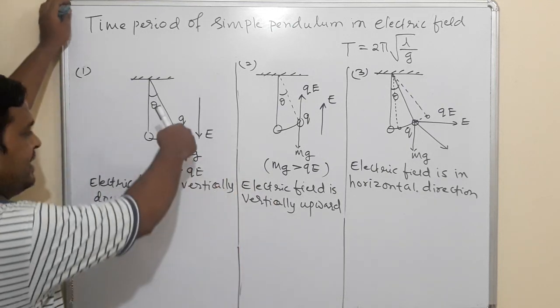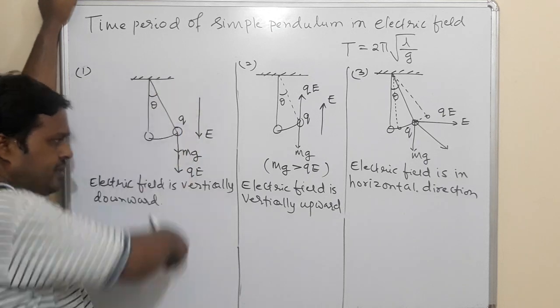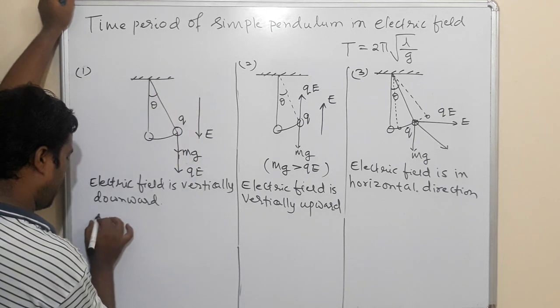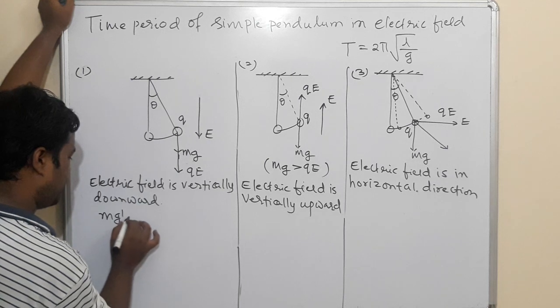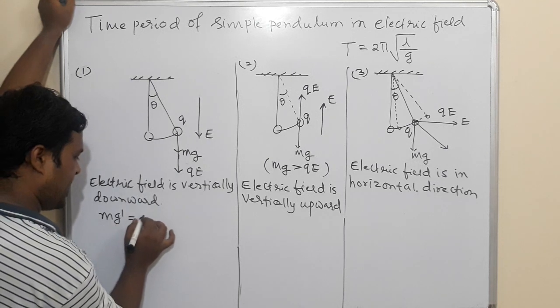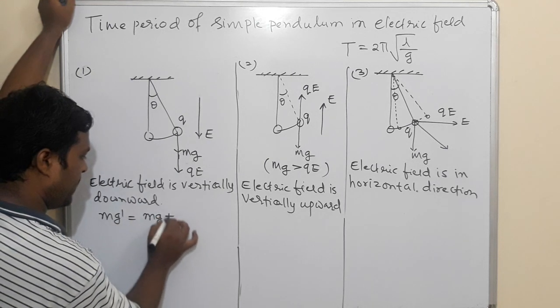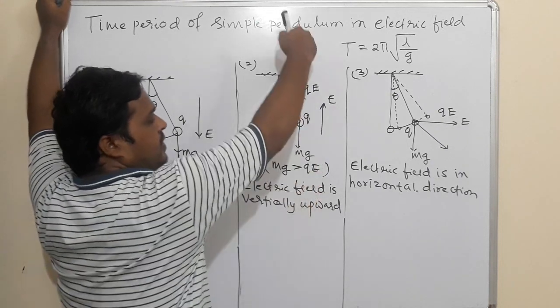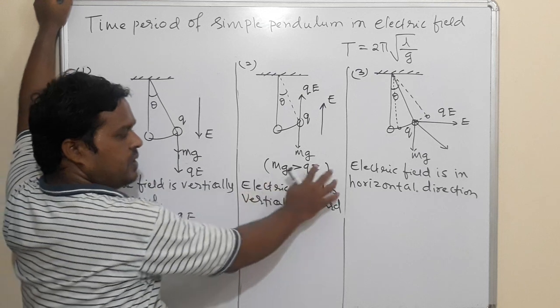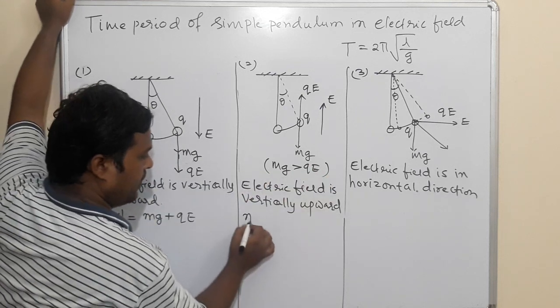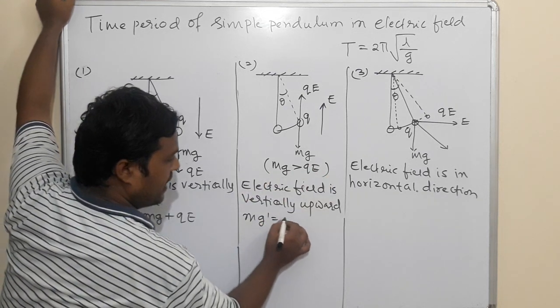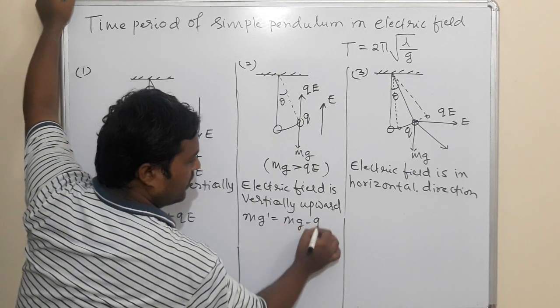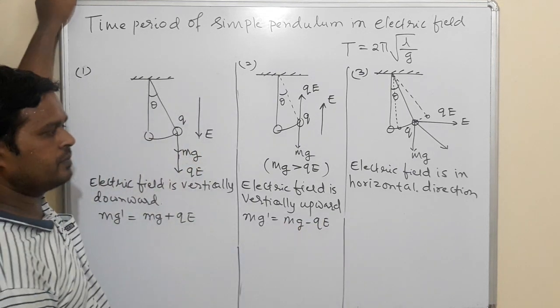of the body. This will be mg plus QE. Let me call the effective weight mg dash. If it is mg dash, then it will be mg plus QE. Then this is mg, this is QE. I suppose that mg is more than QE. Then what will be mg dash? Mg dash will be mg minus QE.